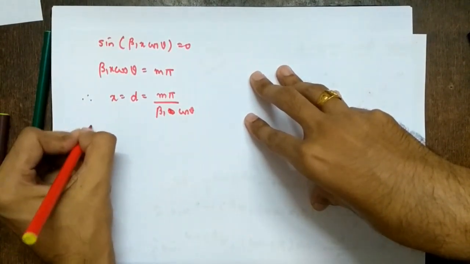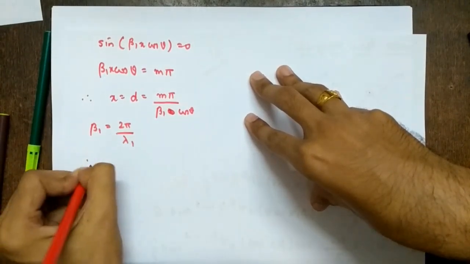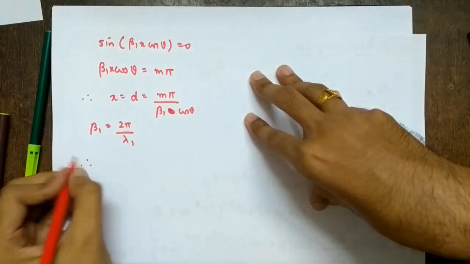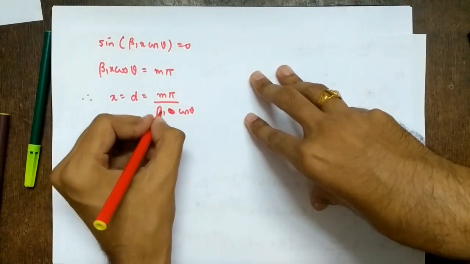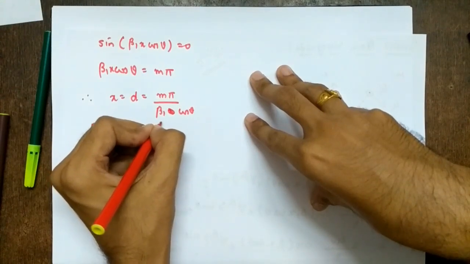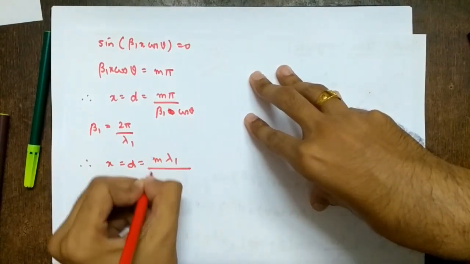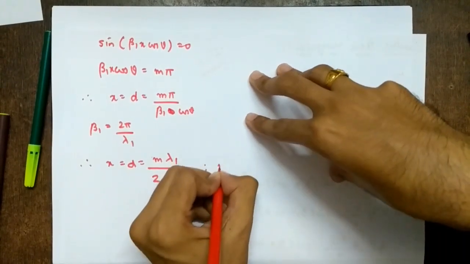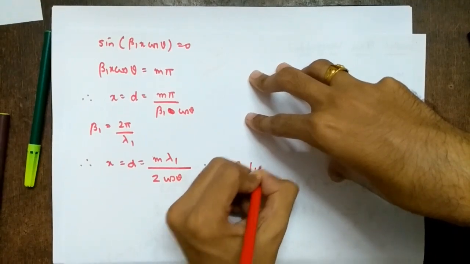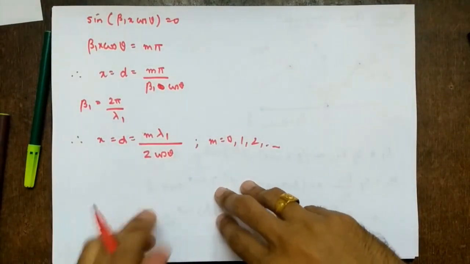And what is beta 1? It is nothing but our phase constant, so 2 pi by lambda 1. It corresponds to medium 1; that suffix is indicating that. So lambda 1 will come here, and pi will get cancelled. So x equals m lambda 1 by 2 cos theta. It exists for values m equal to 0, 1, 2, etc. Right? So this is my x.